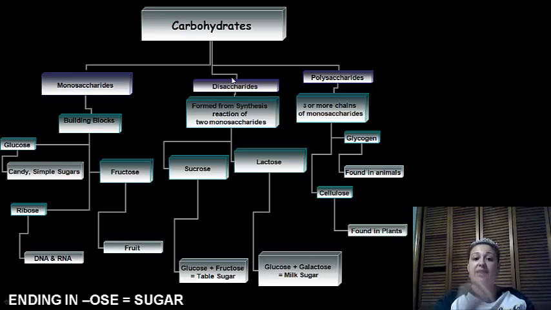Then we've got our disaccharides, 2 sugars, which form sucrose, which you all know as table sugar, made from glucose and fructose. And then we have lactose, which is milk sugar, made of glucose and galactose together. Then we have our polysaccharides, which are 3 or more monosaccharides put together, and that's glycogen found in animals and cellulose found in plants. Now, you've heard a lot of oses: glucose, ribose, fructose, sucrose, lactose. Anything that ends in ose is going to mean sugar, baby.